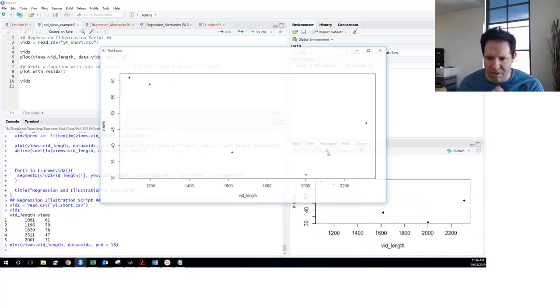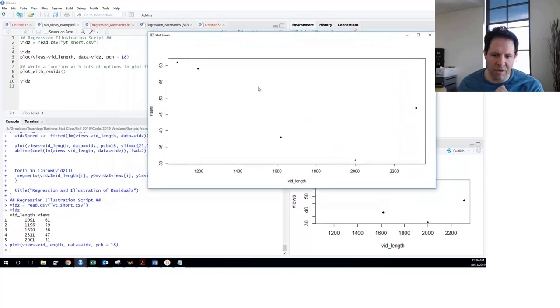If you do this plot, you get what's called a scatter plot that relates video views to video length. And eyeballing it, there seems to be a weak to moderate negative relationship between views and video length. Not saying that longer videos cause fewer people to view, but just an association between these two things. Just looking at a scatter plot, you get that kind of information.